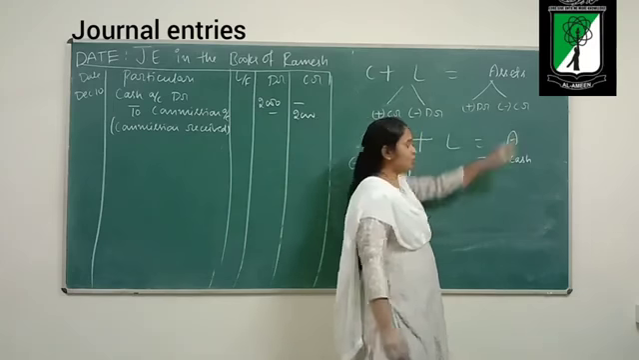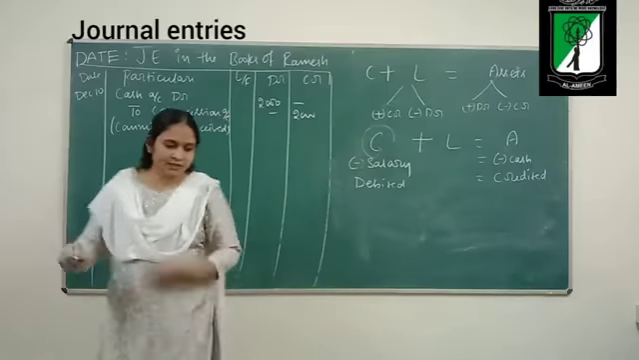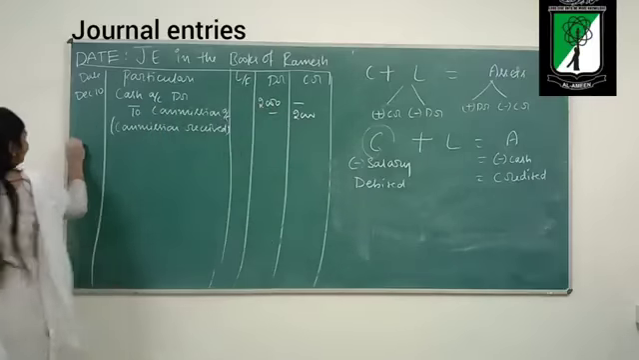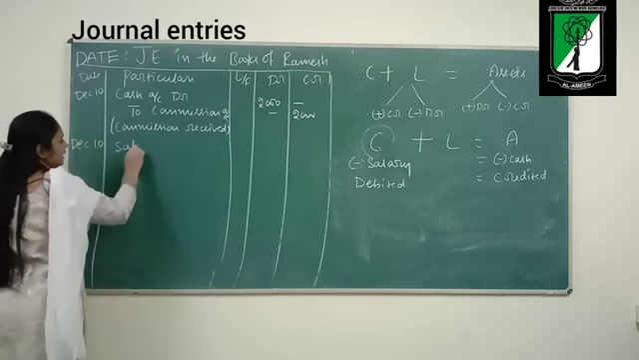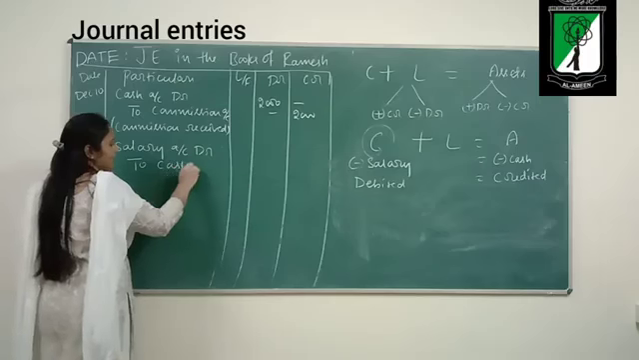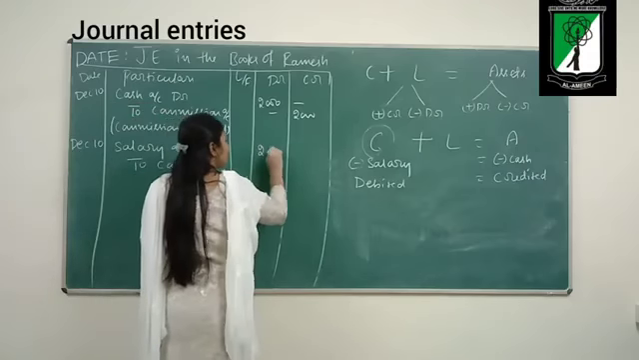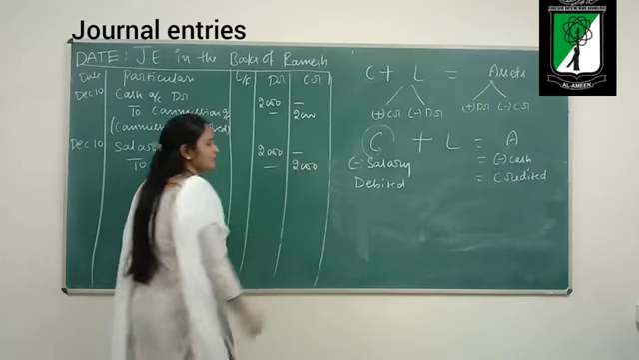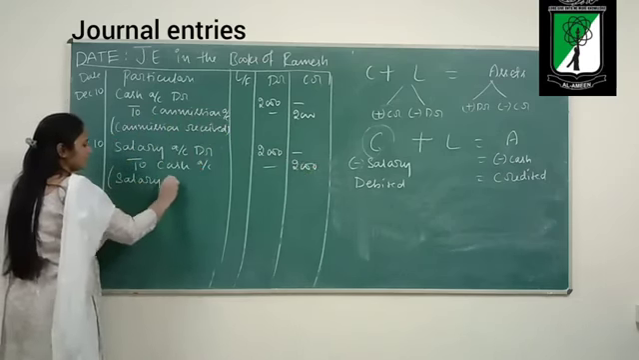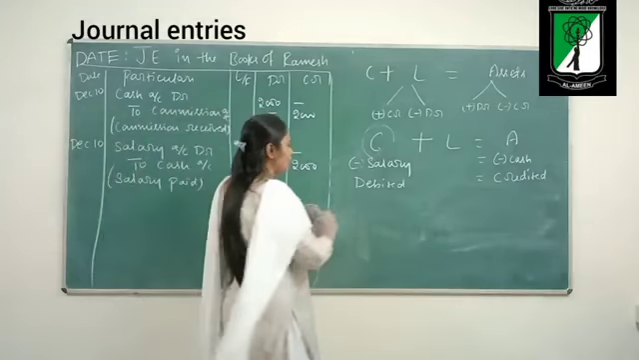Decline in asset should be credited. What is the date of the transaction? December 10. Salary account debit to cash account. How much salary is the business paying? Rupees 2000. Salary paid is the narration. This is according to the modern approach.